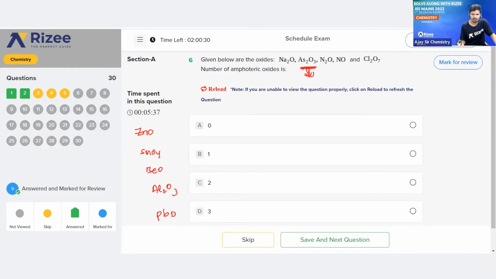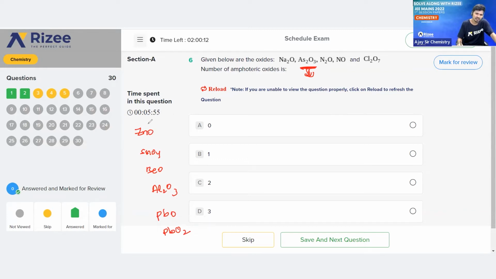And please, all of you note this. If next time, in the next session, they ask what are the acidic oxides, what are the basic oxides, then you will understand now. See here, PbO and PbO2. So these all are amphoteric oxides.